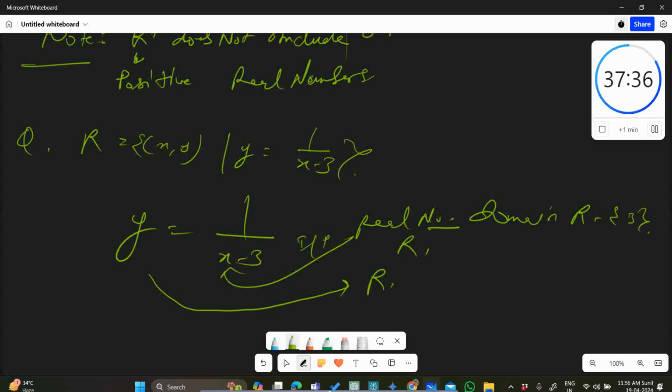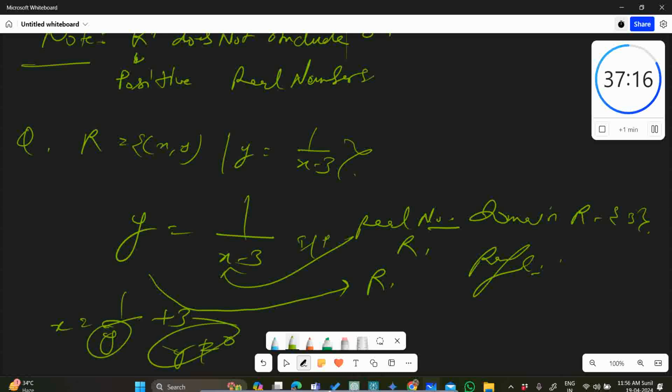Then what is the range? x is equal to 1 upon y plus 3. Can y be 0? y can't be 0 here. So the range will be R minus 0.